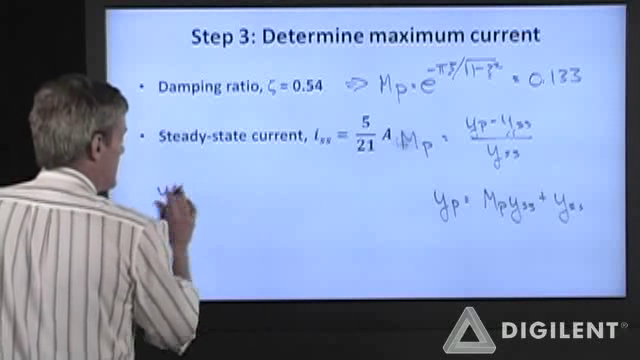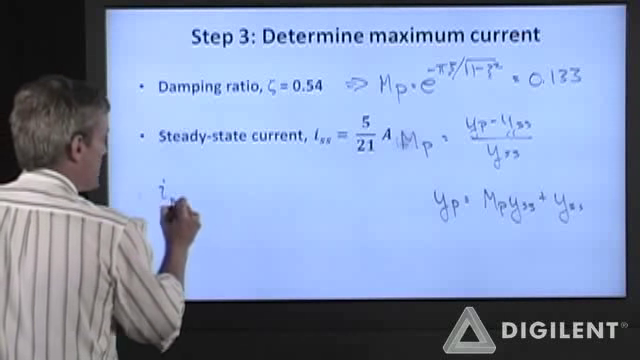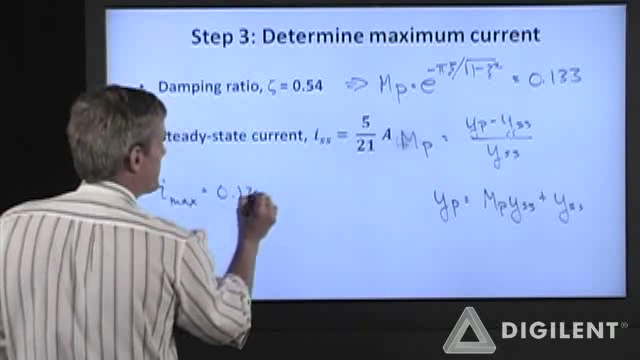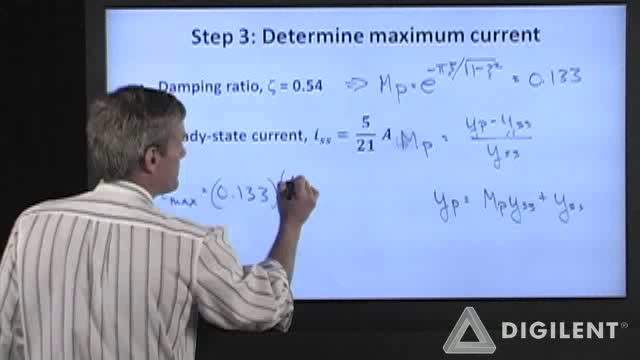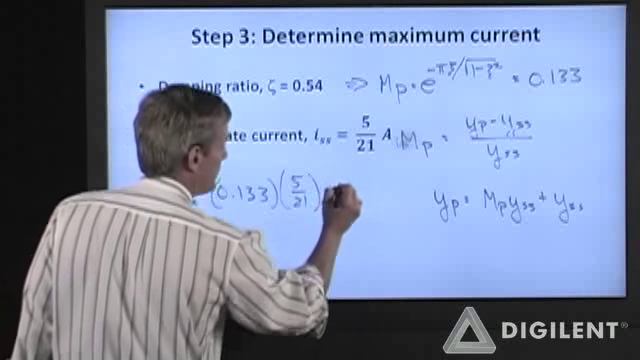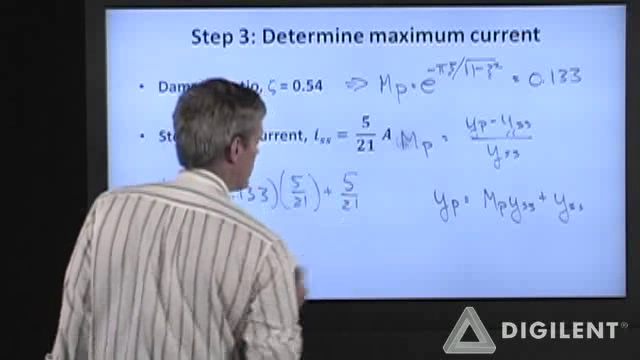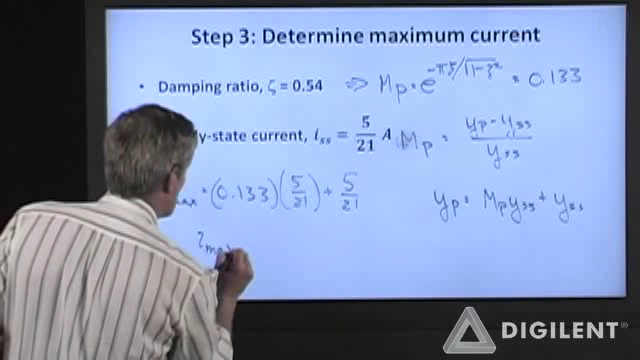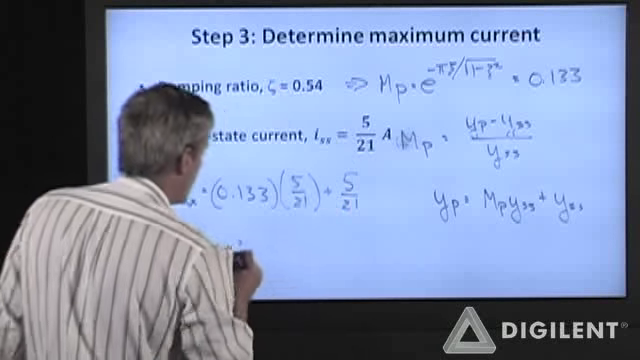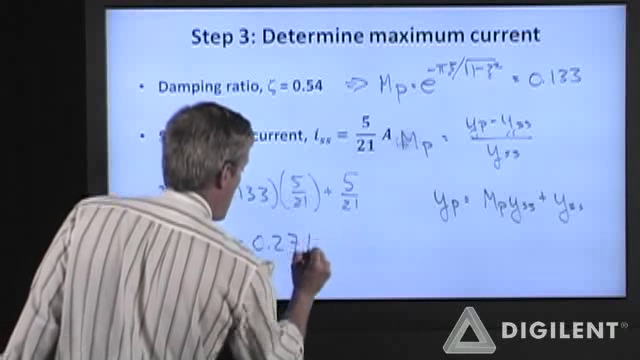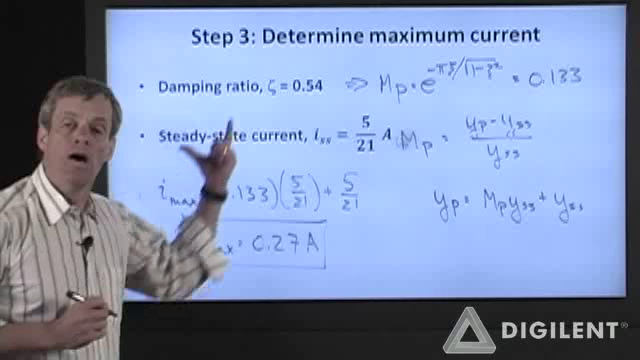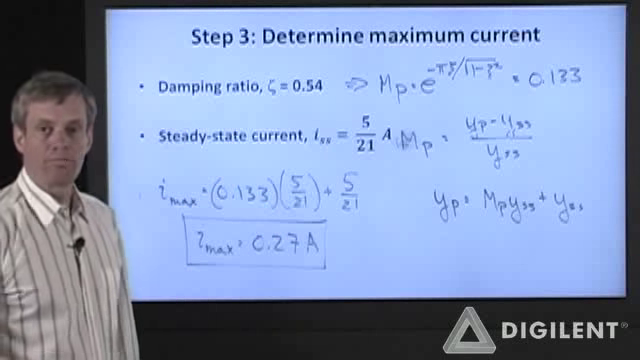So y sub p, which is just I max, is 0.133 times 5 over 21 plus 5 over 21 amps. That turns out to be 0.27 amps. We have gotten to where we wanted to get to, albeit through a fairly tortuous path.